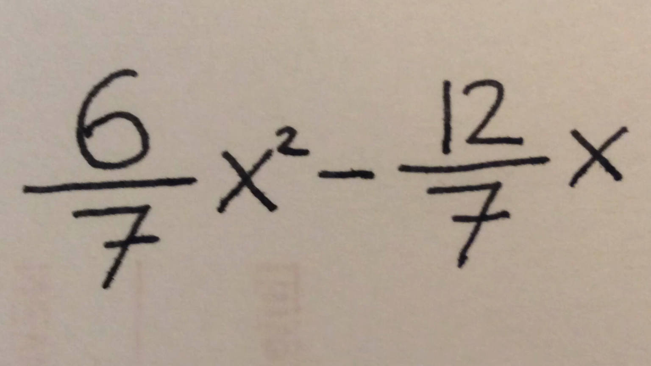And can we simplify this anymore? No, we can't, because we don't know the value of X or X squared. So both sides of this expression aren't like terms. So we can call this expression completed. So that is the answer to our word problem.